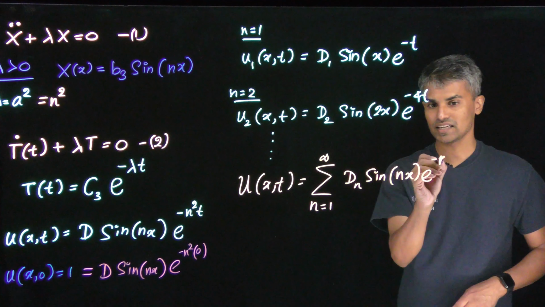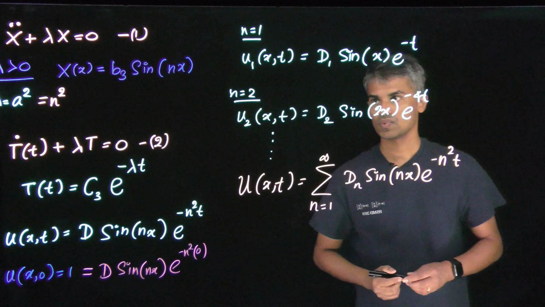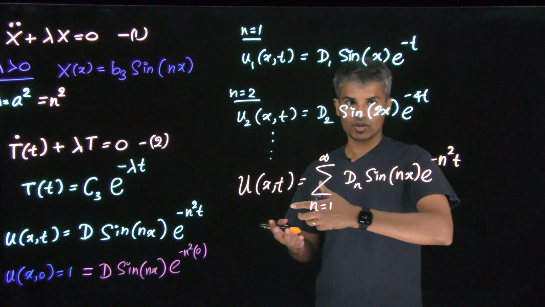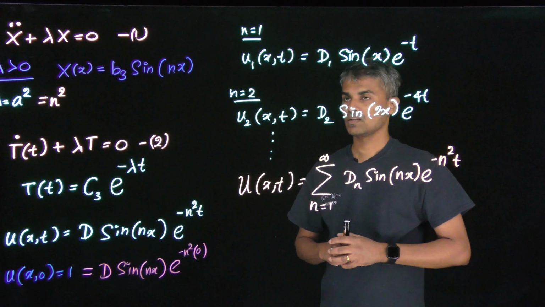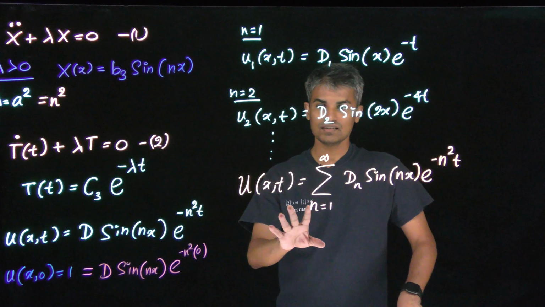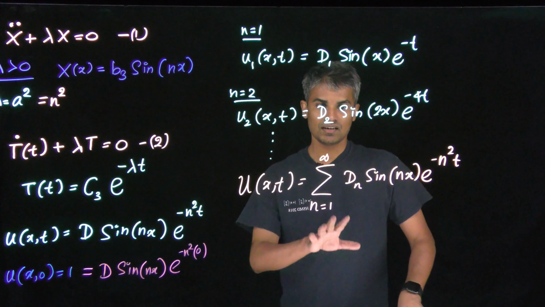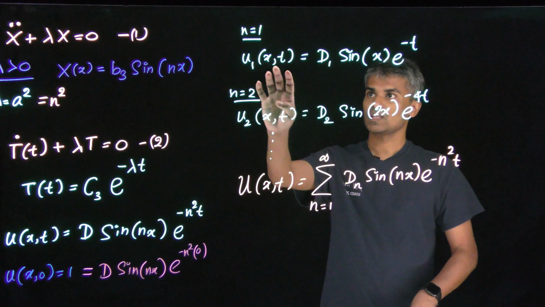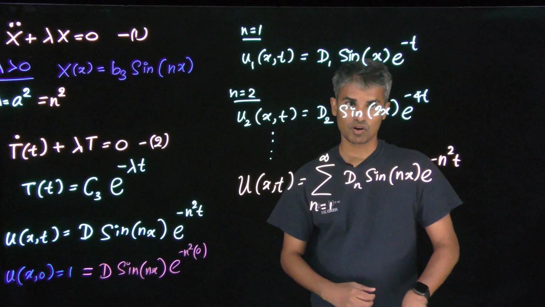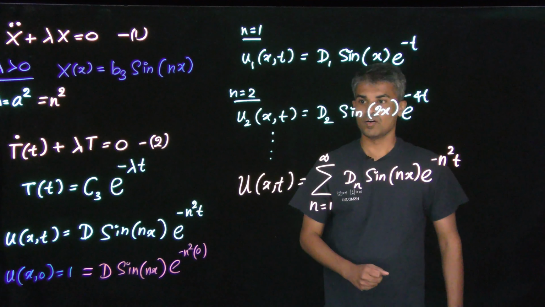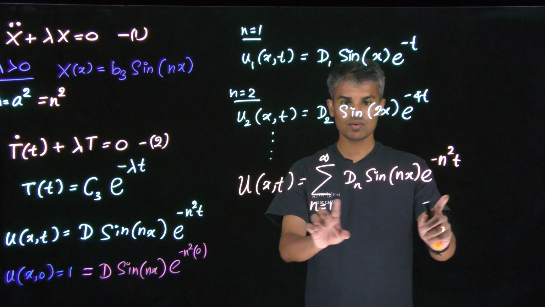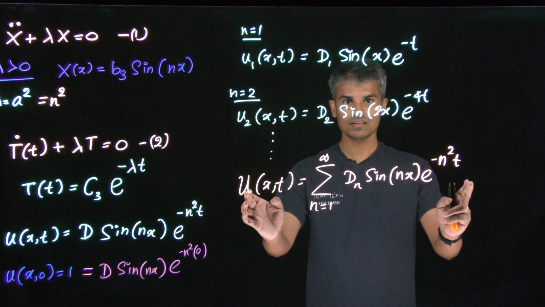times e to the minus n squared t. Again, all of these satisfy both boundary conditions, and since our original PDE is a linear one, then from the superposition principle, the sum of these solutions will give you another solution that satisfies both boundary conditions. Okay. Now, let us try to figure out the value of this dn using this solution.